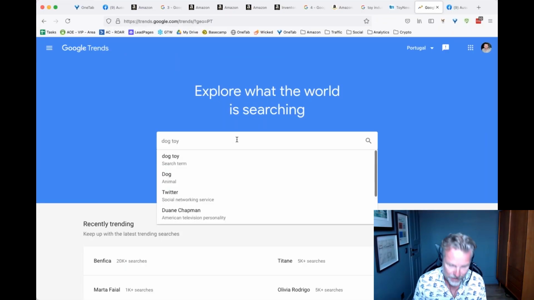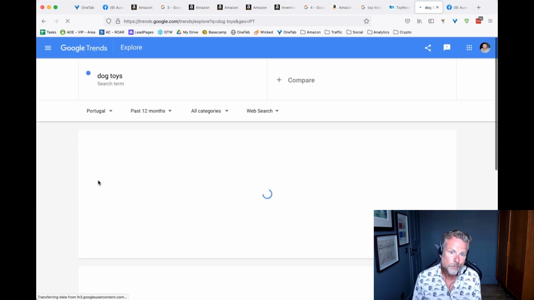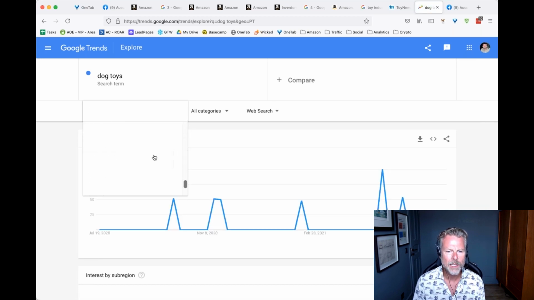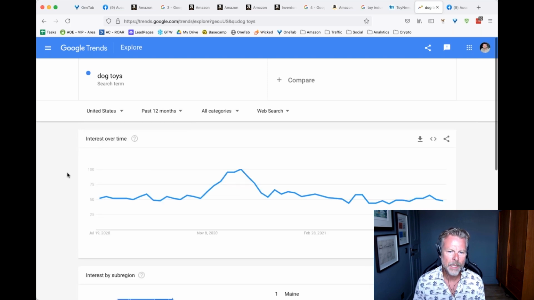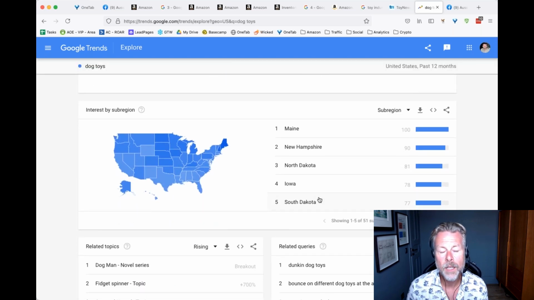So let's keep toys, but now go with dog toys, and let's just change that to US of A. We don't want to be in Portugal. There we go. So here's how you can use this. Let's think strategically again.